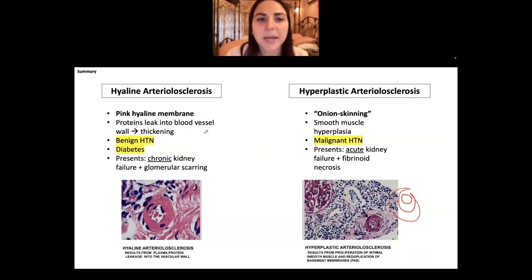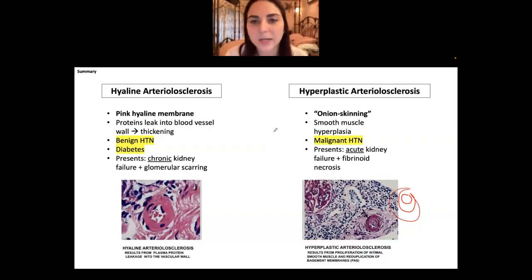But in summary, pink hyaline membrane is for your hyaline arteriolosclerosis. Proteins leak in slowly over time. It leads to thickening and decreased caliber. And that's going to be your end organ ischemia. Benign hypertension and diabetic nephropathy are your main causes of these. And it presents with chronic kidney failure and glomerular scarring.